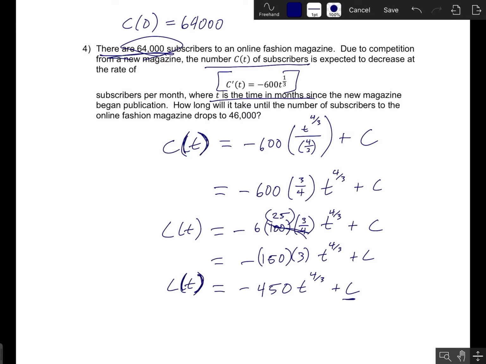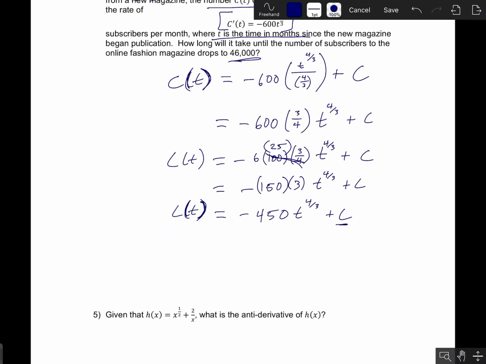And in this case, we're saying at time 0, we have 64,000 subscribers, and we want to know the time at which the subscriber number will be 46,000. So first, I'll determine C by plugging in this information. What we know is that 64,000 is the subscriber number at time 0.